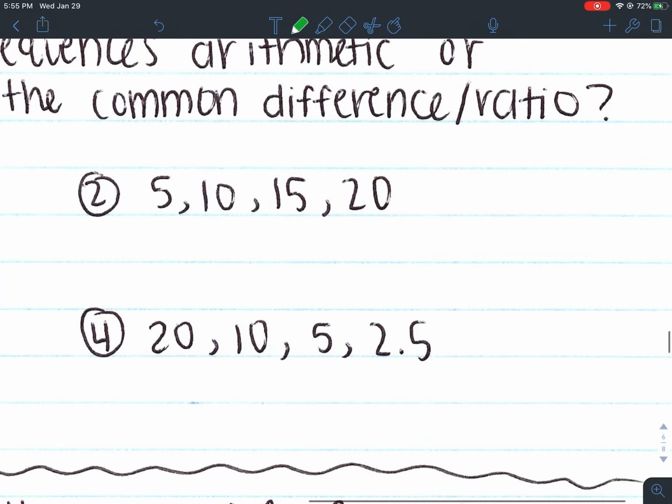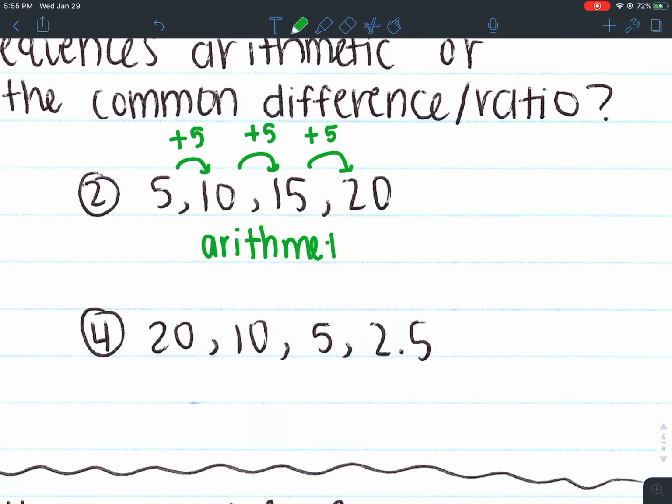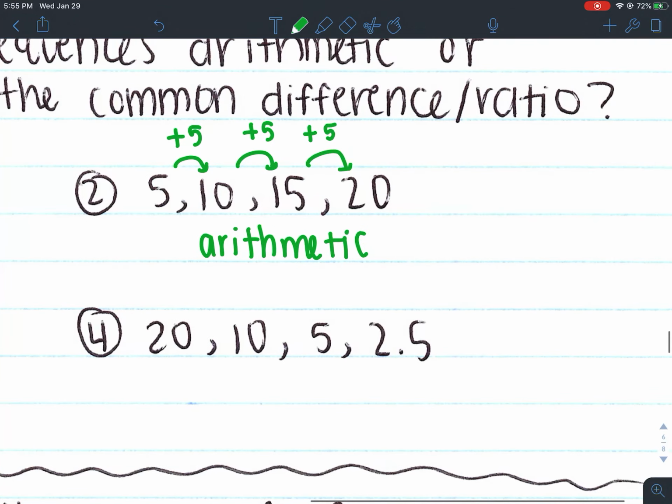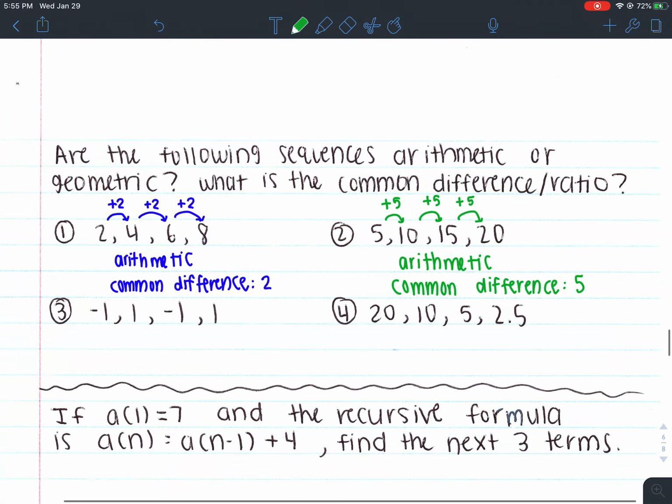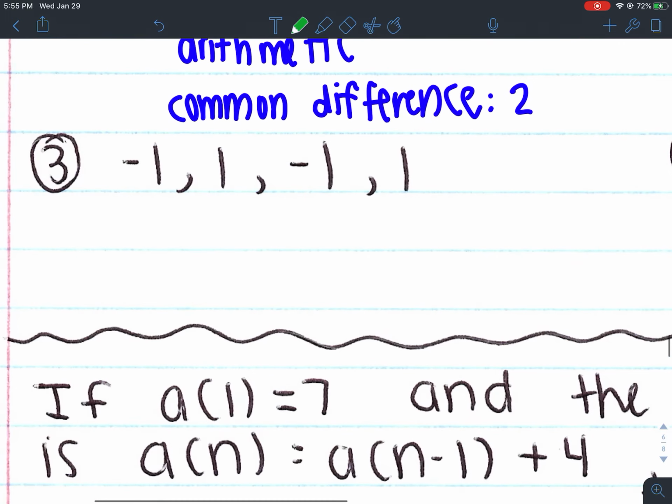Okay, now the next one, 5, 10, 15, 20. What do you think this is? Well, how are we getting from number to number? Think about that. You're adding 5 each time. So if I'm adding or subtracting, I have an arithmetic sequence. Okay? So if it's arithmetic, then I have a common difference. And again, if you want to shorthand it by writing CD, you can also do that. My common difference here is positive 5.